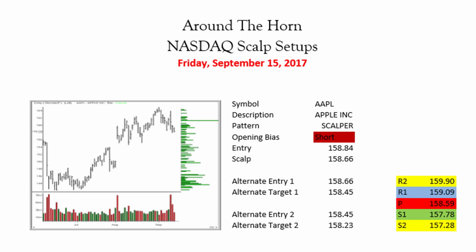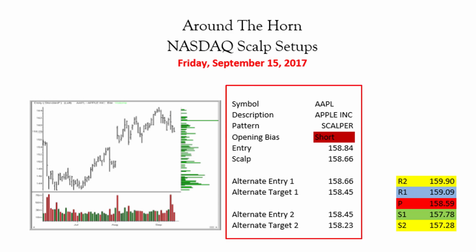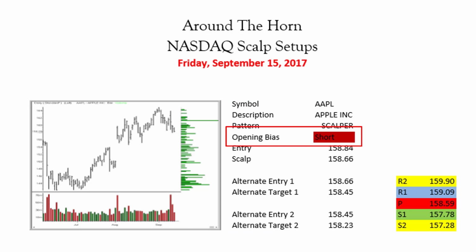But in just a couple minutes' time here, I would like to take a look and clarify what some of this stuff means so that everybody's on the same page when we're talking about the scalp trades in the first hour trading pit. So here we can see Friday's plan for Apple. This was from September the 15th, 2017. The initial bands were a little bit off because of the range on Thursday. We can see that the opening bias is short.